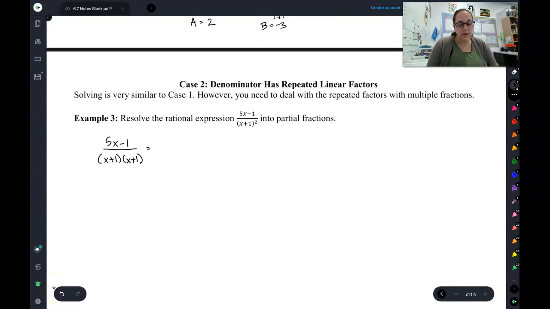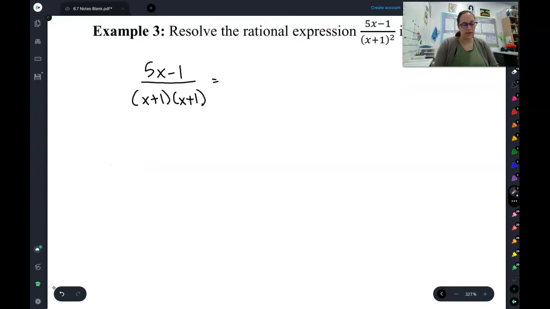On to example 3. Now, in this case, our denominator is going to have repeated factors. So here's what I mean. X plus 1 squared, we know, is just x plus 1 times itself. So I wrote it out like that. So now you can see I have a repeated factor in the denominator.